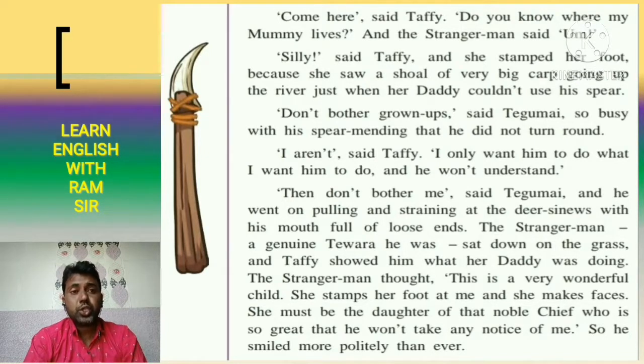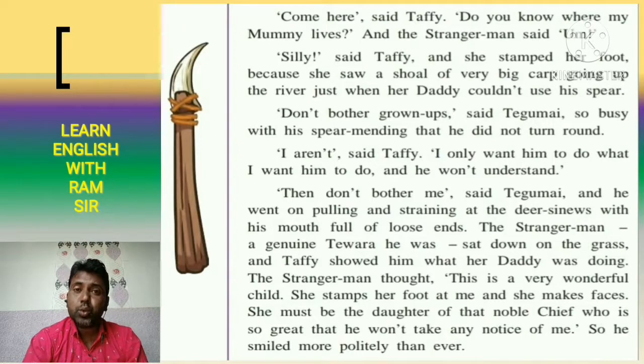So the stranger man, a genuine Tewira he was. So he belongs to that particular tribe and he was genuine. It means his intention was totally good. This person is the kind-hearted person. And Tewira he was, sat down on the grass. So that time he sat down on the grass. And Taffy showed him what her daddy was doing. So now she's trying to show him what exactly happened and why his dad was actually sitting there.